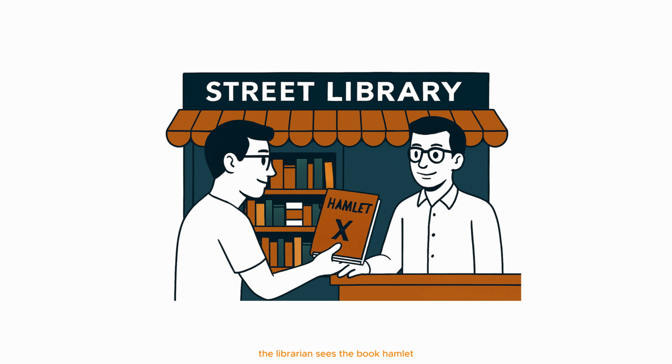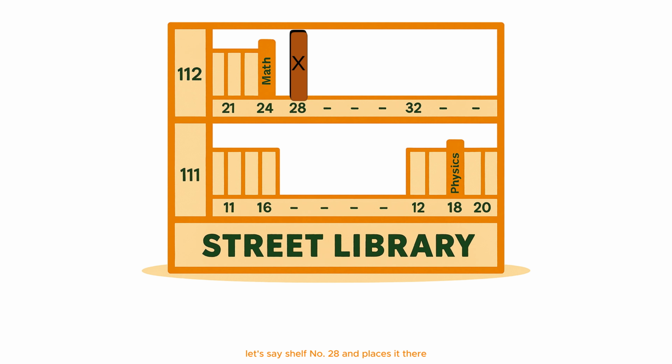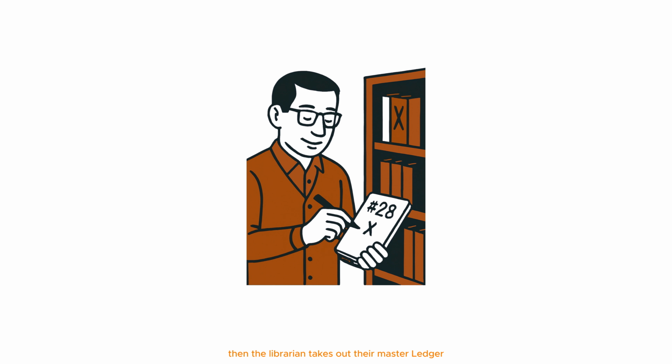The librarian sees the book Hamlet. The librarian first checks their records. Once they confirm that no book is currently labeled X and that there isn't already a copy of Hamlet on the shelves, they proceed, find the perfect spot for it on the shelves, let's say shelf number 28, and place it there. Then the librarian takes out their master ledger and makes a note: shelf 28 is where the book labeled X is.